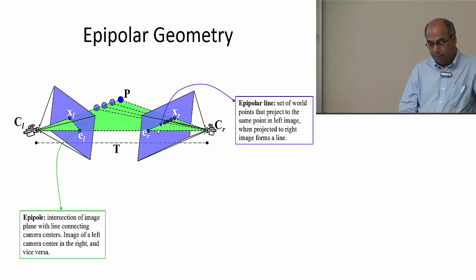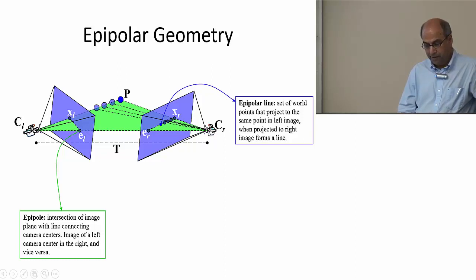And the image of the lens center, the image of the right camera's lens center in the left image, is called the epipole.